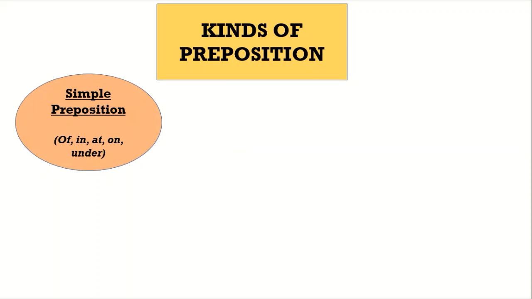Okay, so these are called simple prepositions. I'll tell you a few examples, like: The chair is made of wood. The cow is in the field. He is walking on the road. All these are simple prepositions. Okay, there is no complication. Such words are called simple prepositions.